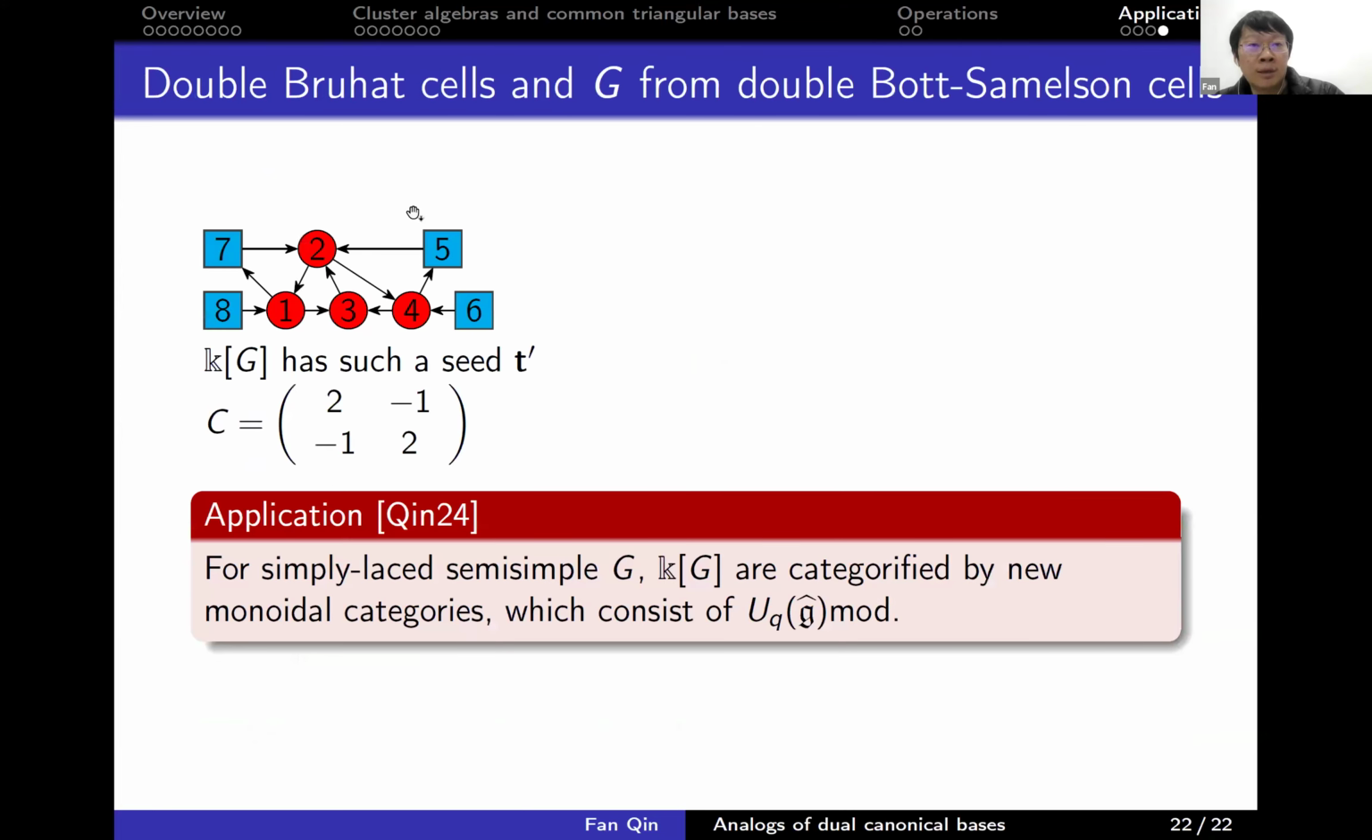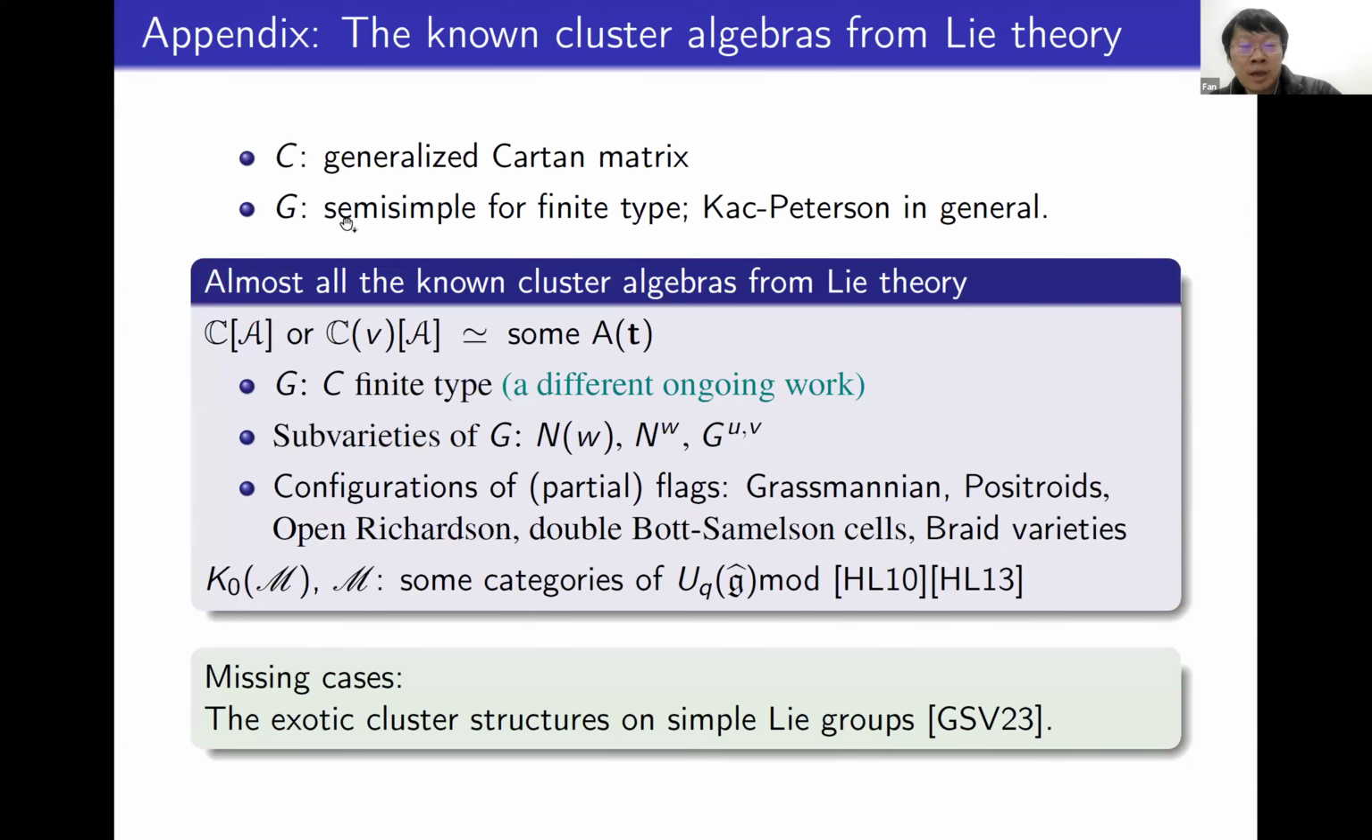And finally, if you take the Lie group G here, for example, this is SL3, the coordinate ring of G is isomorphic to the cluster algebra of this quiver, where you do the partial compactification here. And as an application, this is a special case of the double Bruhat cells. You get that the coordinate ring here is categorified by a new monoidal category consisting of quantum affine algebra modules. So somehow we get a quantization, or we get a categorification of the coordinate rings of Lie groups, which I think is unknown before. And finally, I put in an appendix here.